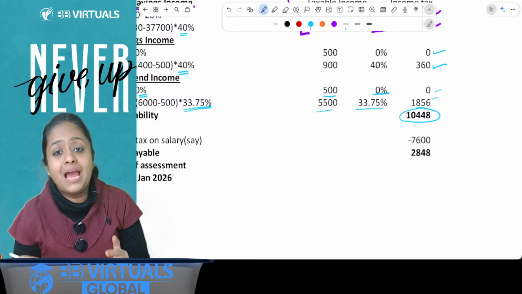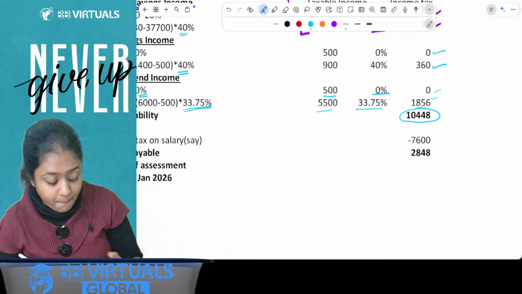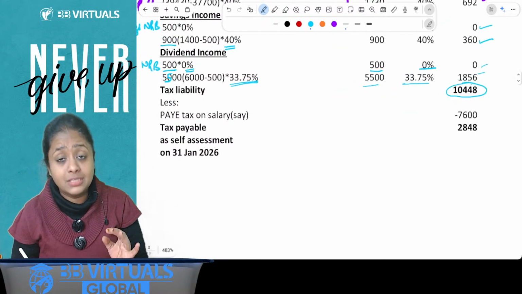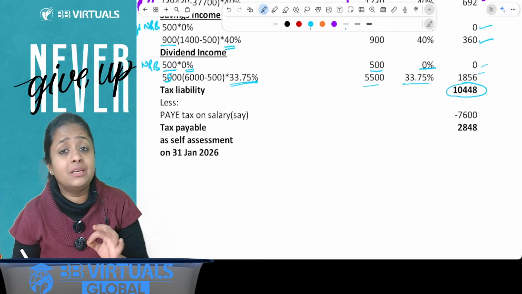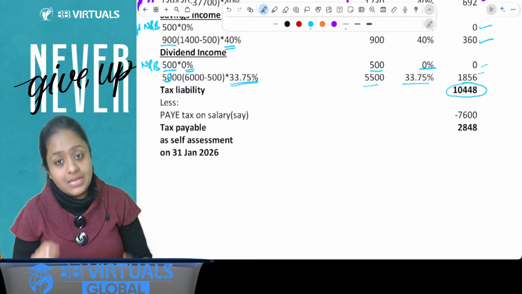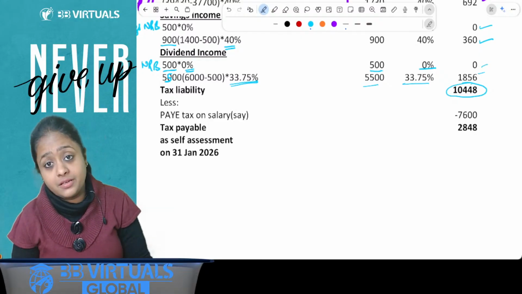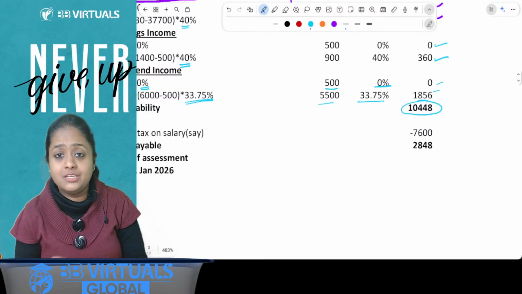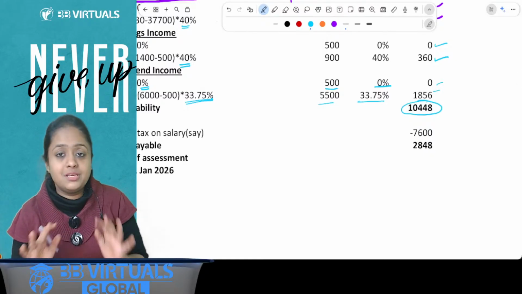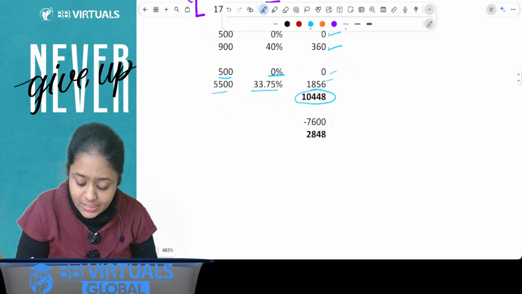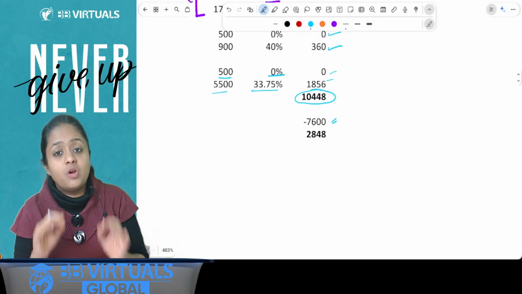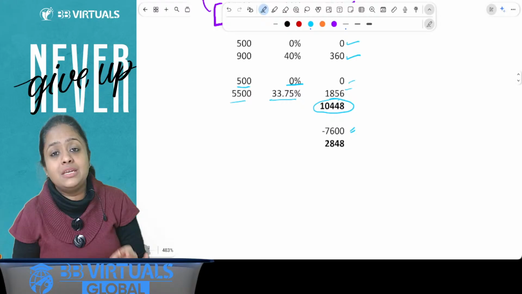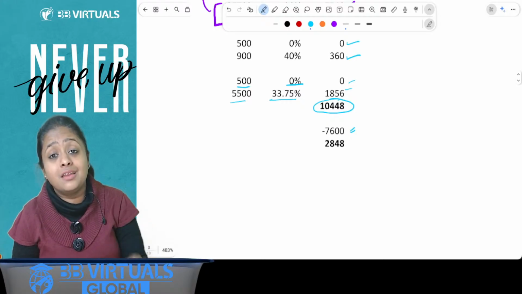Okay, so pay as you earn. Now PAYE is basically nothing but the TDS on salary. Let's say in this example, I have taken that the PAYE is a part of the question. It is not a calculation that you have to do. The question gives you that there is PAYE of 7,600. That means already on the employment income, 7,600 is the tax deducted.